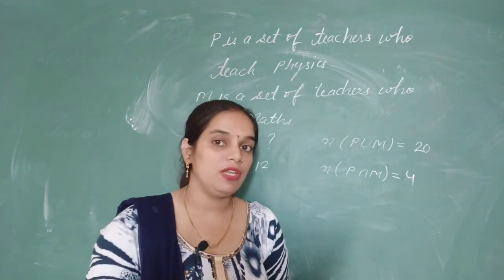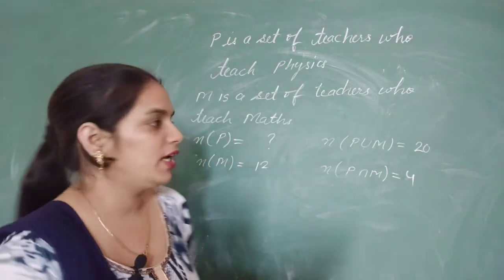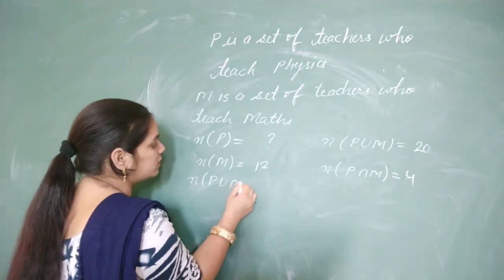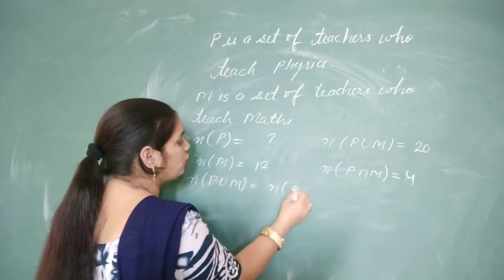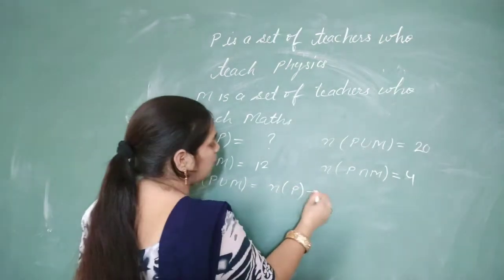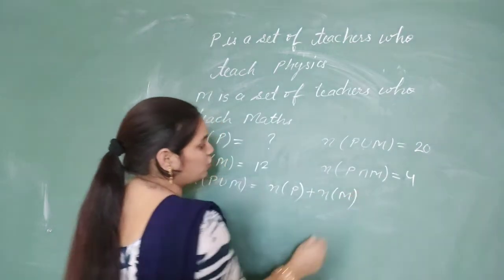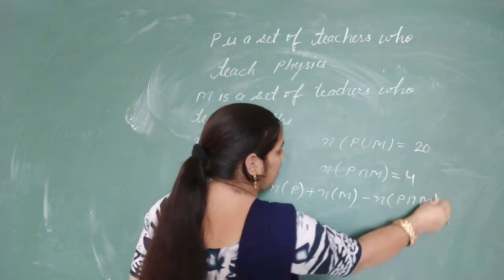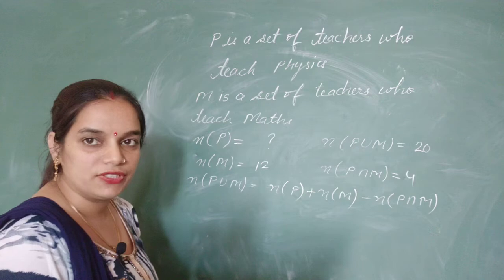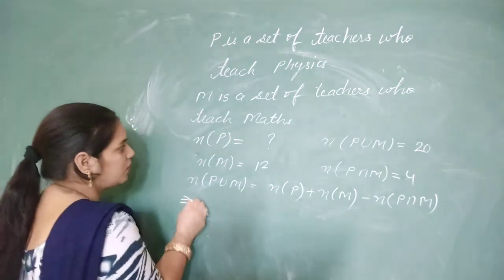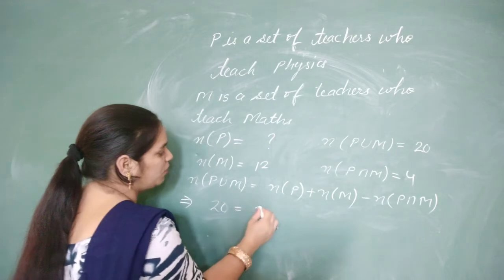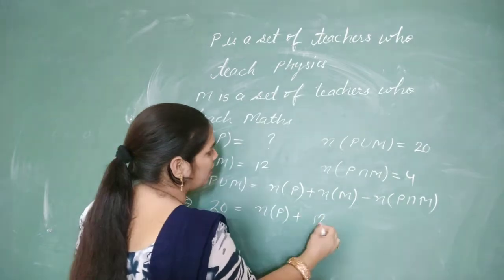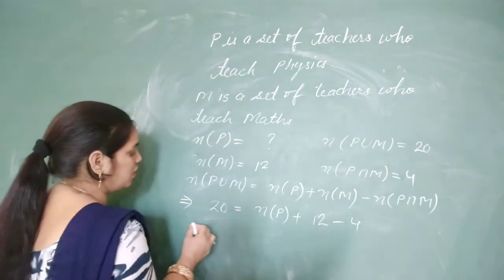So here we will use our identity. According to that, the number of teachers who teach physics or maths will be equal to the number of teachers who teach physics plus the number of teachers who teach maths minus the number of teachers who teach physics and maths. Here we will put the three values and get the fourth one. In their union there are 20. The number of teachers of physics we have to find. The number of teachers of maths are 12 and in their intersection there are 4.